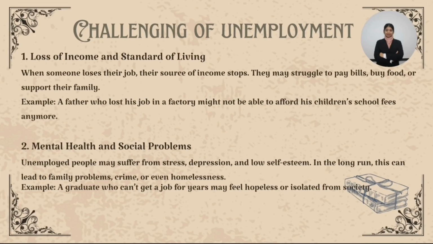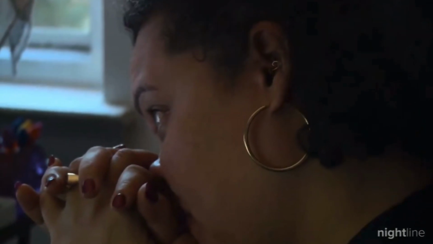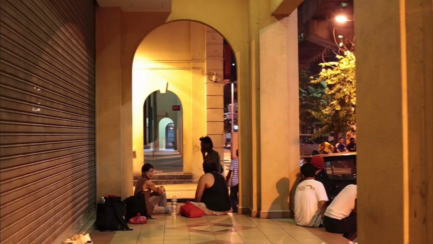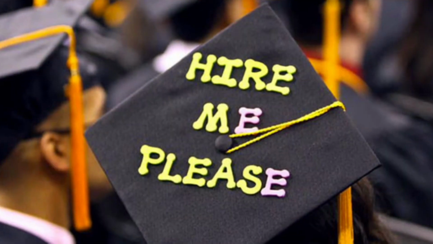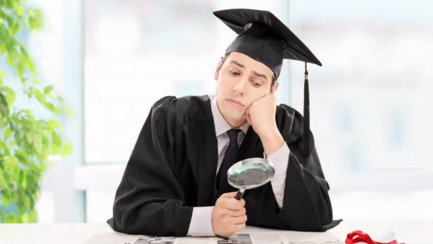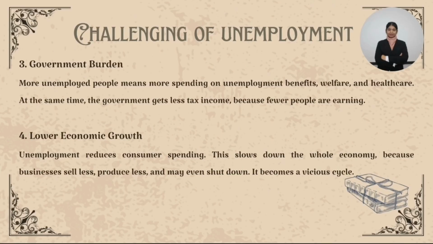The second one is mental health and social problems. Unemployment can really take a toll on a person's mind. It can cause stress, sadness, and low self-esteem. Over time, it can lead to family issues, crime, or homelessness. For instance, a graduate who keeps trying for a job but doesn't get one for years may start to feel completely hopeless and alone.